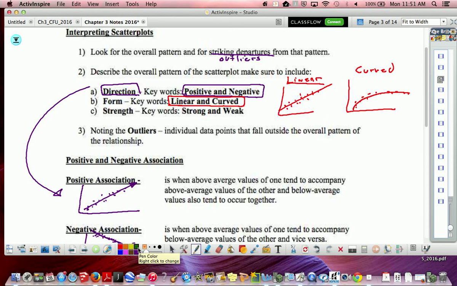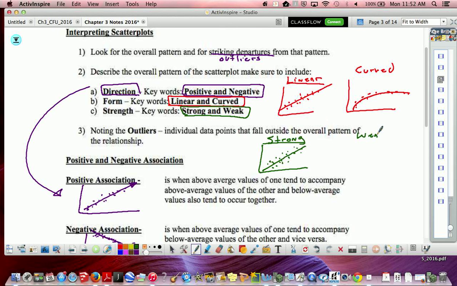The last word that we talk about is its strength. Is it strong or is it weak? When we talk about the strength, we're talking about how close the data fall to the form of the line. So when something is strong, the points tend to be relatively close to the line. If that's my line of best fit, my points are going to be relatively close to that line.